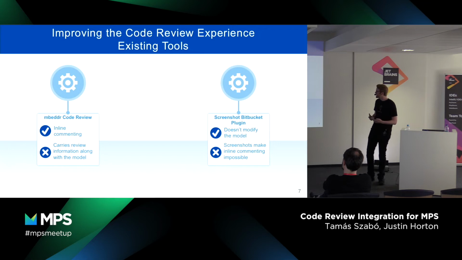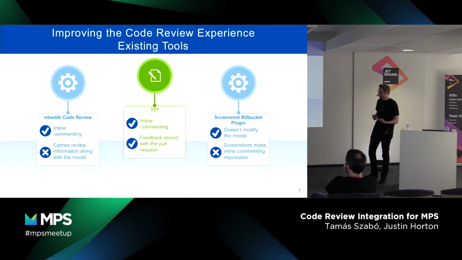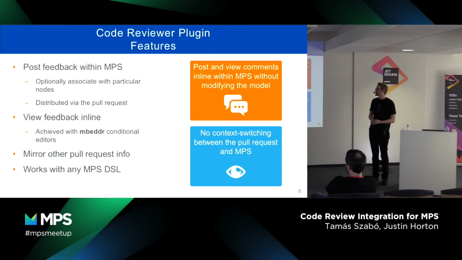So we also heard about a Bitbucket plugin that took screenshots of the MPS projectional diff and posted those to the pull request. However, this mechanic itself was a deal breaker for us, because one of the key things we wanted to get out of this was inline commenting within the projection. So we decided to build our own tool. And the main things we wanted were inline commenting within MPS in the editor and storing the feedback along with the pull request instead of the model itself. And here's what we came up with.